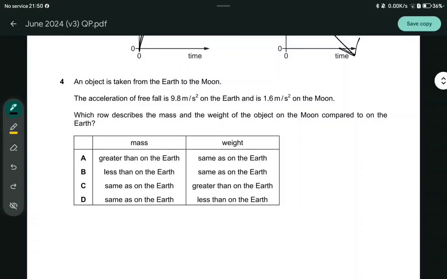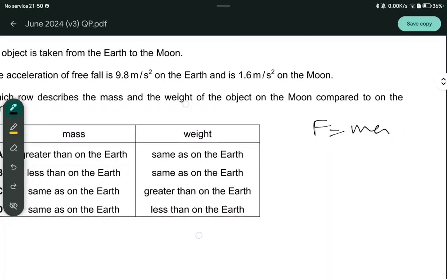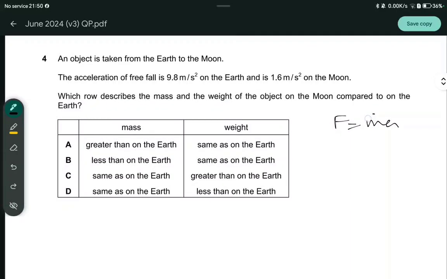Question 4. An object is taken from the Earth to the Moon. Acceleration of freefall is 9.8 on Earth and 1.6 on the Moon. Which row describes the mass and the weight of the object on the Moon compared to the Earth? So our equation F is equal to ma. m is constant, meaning F is proportional to a, where a is equal to g and F is equal to W. So W is proportional to g. That means if g is low, the weight is low and m is always constant.